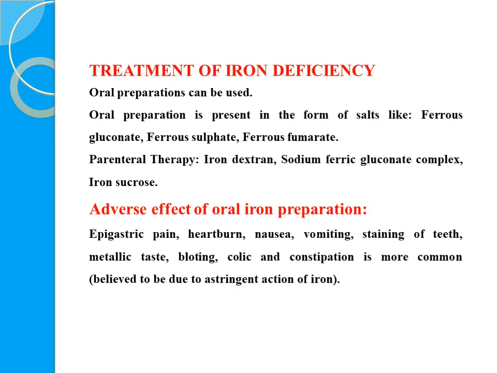Treatment of iron deficiency anemia. For the treatment of iron deficiency anemia, various oral iron preparations can be used, and these preparations are basically taken in the form of salts like ferrous sulfate, ferrous gluconate, and ferrous fumarate. Parenteral therapy for curing iron deficiency anemia involves iron dextran injection, sodium ferric gluconate injection, or iron sucrose injection.